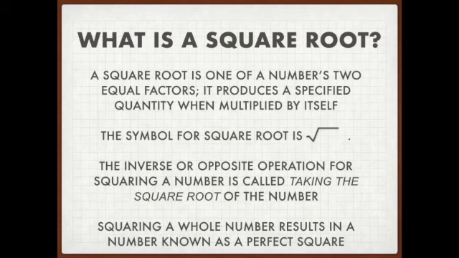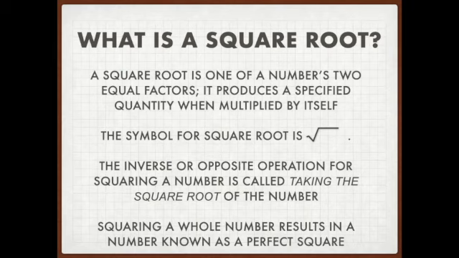So let's look at the definition. A square root is one of a number's two equal factors. So 5 times 5 equals 25. I'm going to choose one of those because they're equal, they're the same number, and that number is going to be the square root of 25.